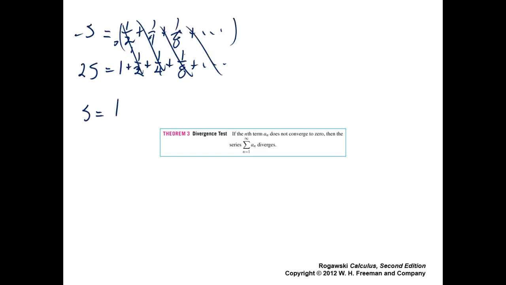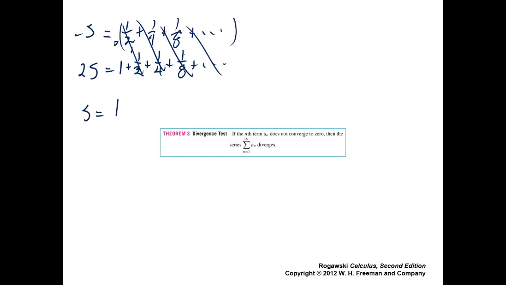And sure enough, S is equal to 1 is an answer. They do have the 1. That's the one we did to begin with. 1/2 plus 1/4 plus 1/8. You're getting closer and closer to 1. So that's okay to do. Okay? But then they give you one that's not.